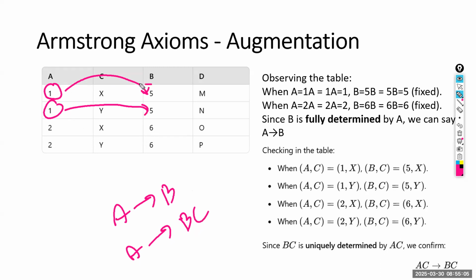Because the BC combination is different now. This is X5, this is Y5. So 1 is mapped to X5, and 1 is mapped to Y5. Therefore, you can't say that just because A determines B, that means A determines BC.